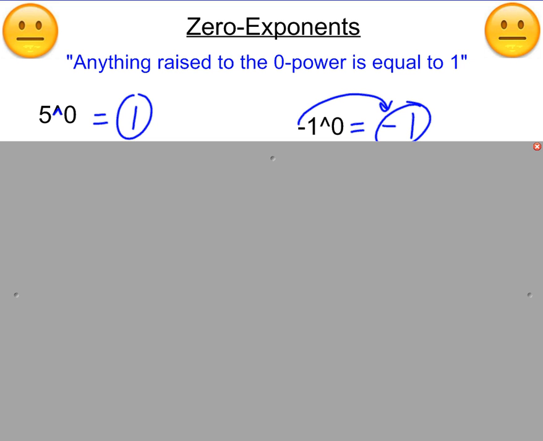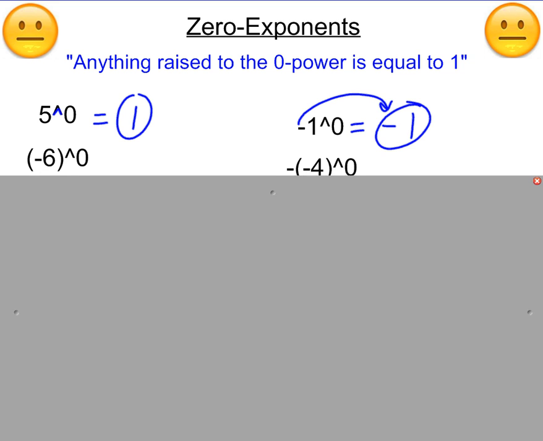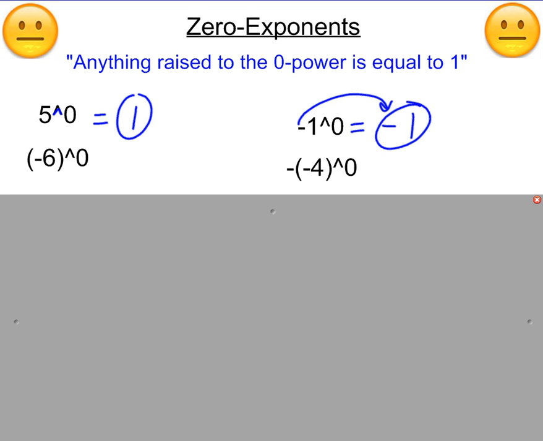Don't be fooled by the negatives. I'm throwing some more at you. Negative 6 in parentheses raised to the 0 power. So the 0 is attached to the parentheses. Everything in the parentheses is raised to the 0 power, so the whole thing is going to be equal to 1. There's nothing else. Next one. Again, we have parentheses around the negative 4. So that itself is going to be raised to the 0 power, which is going to be 1. But then we have this negative out in front that does not have the exponent attached to it. So this one is going to be negative 1.